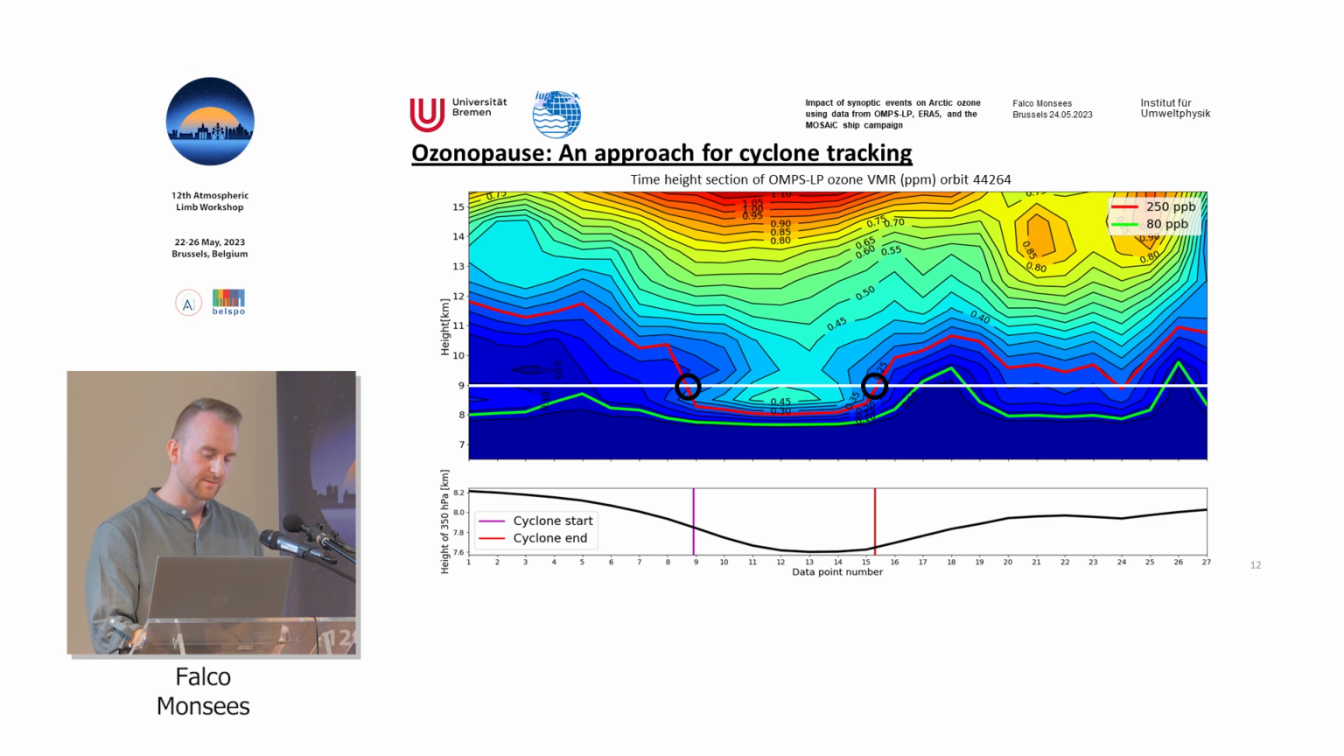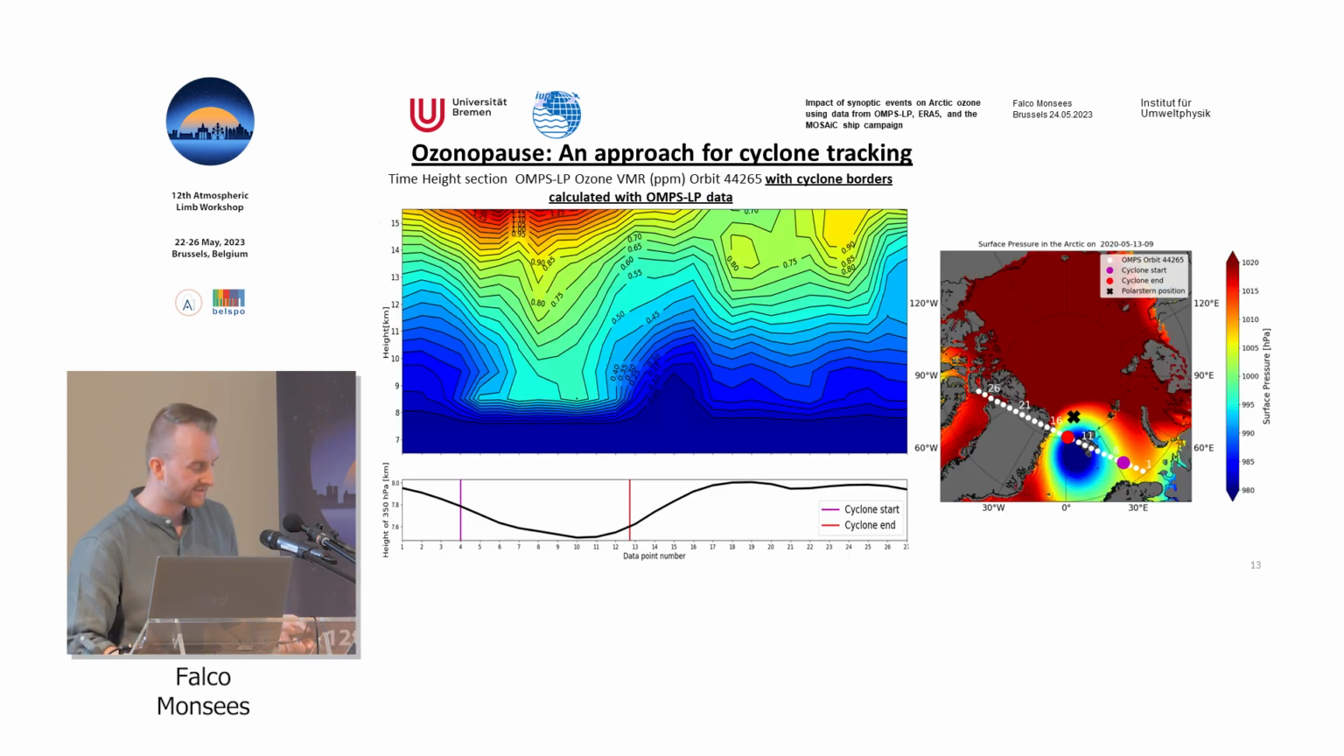So if you use this approach for the cyclone that we just saw in the slides before, we can actually see that the cyclone borders get calculated pretty well. And although the end of the cyclone is not calculated perfectly, we can see that the core of the cyclone, and so the strongest part, is within the calculated cyclone borders.